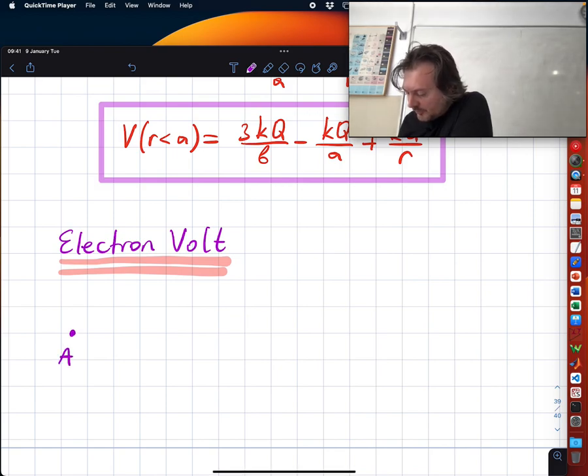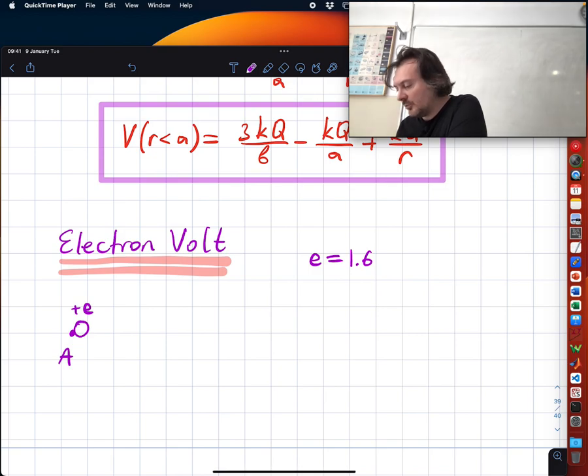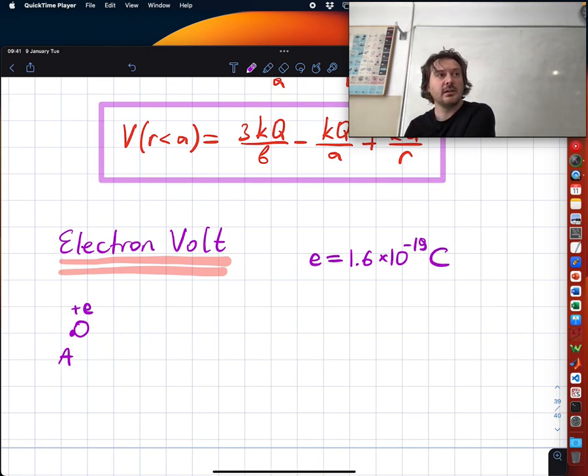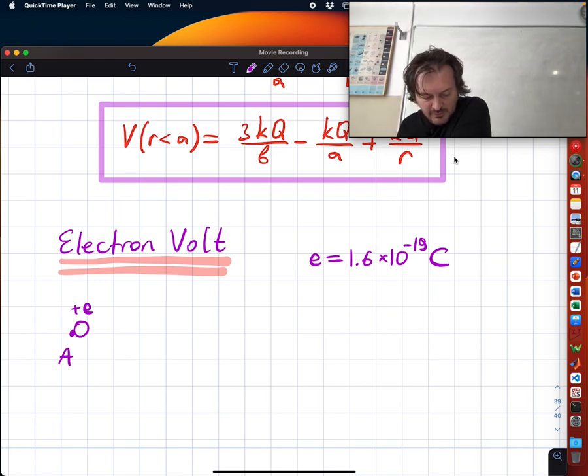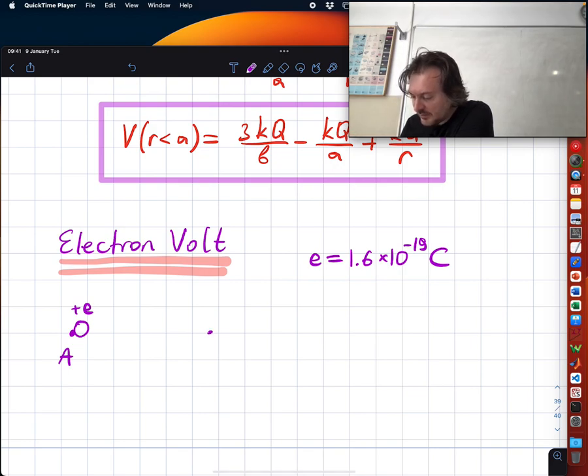So let's say you have a proton that has a charge plus e. Do you know how much this e is? 1.602 times 10 to the minus 19 coulombs, about 1.6 times 10 to the minus 19 coulombs. This is the charge of a proton, and a negative amount of this is present in an electron. And let's say VA minus VB is 1 volt.